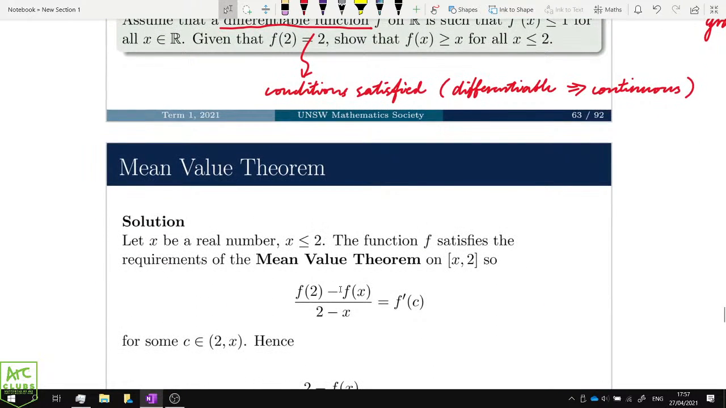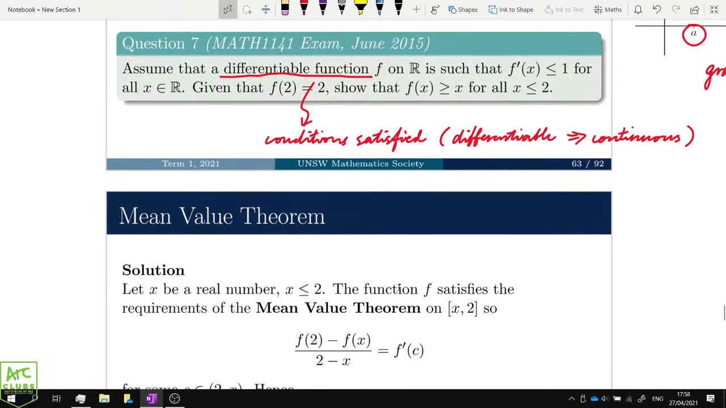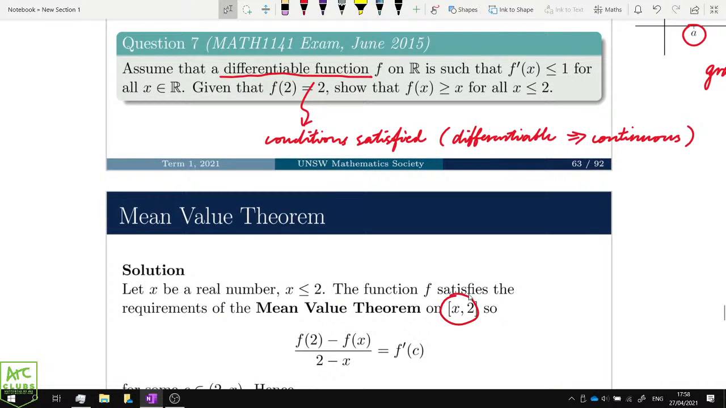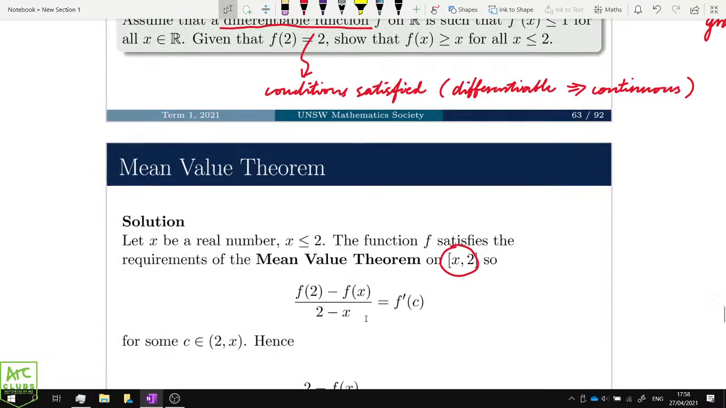So (2 minus fx) over (2 minus x) is equal to f dash c for some real c. The interval that we picked here is x to 2. The reason why is because we are given in the question that x has to be smaller than or equal to 2. And so the interval we have here will just be x to 2. So fb minus fa, f2 minus fx, and then b minus a, so 2 minus x. So we know by the mean value theorem that there exists at least one real number c such that this expression holds true.